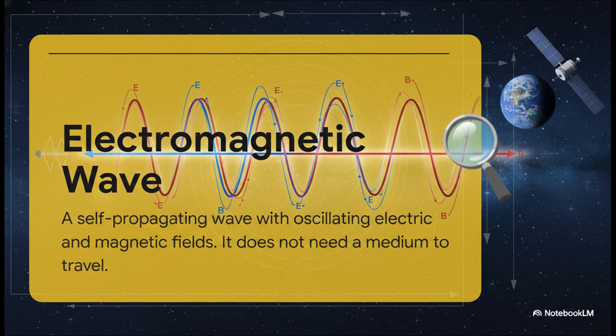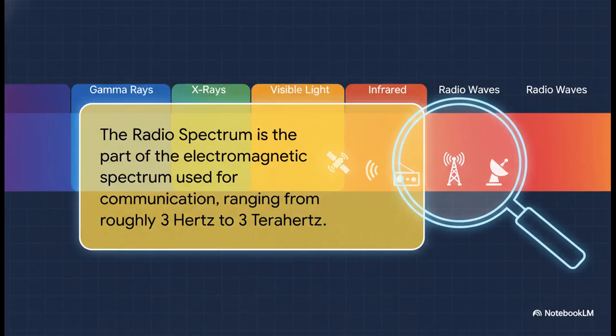And here's the wild part. It doesn't need air or water or anything to travel. It can just go, even through the total vacuum of space. That's how we talk to satellites and spaceships. Now, you've got to remember, the full electromagnetic spectrum is huge. It includes everything from gamma rays all the way down to visible light. But for us, as technicians, we are laser-focused on one very specific, very useful slice of it, the radio spectrum. This is our playground. This is where all wireless communication lives.